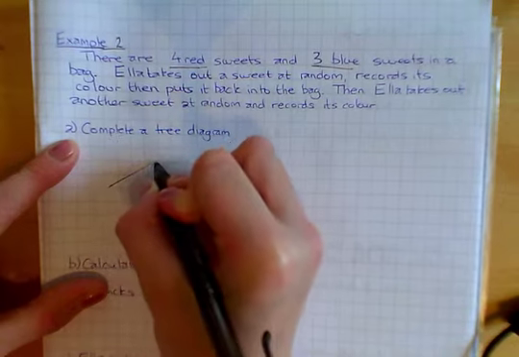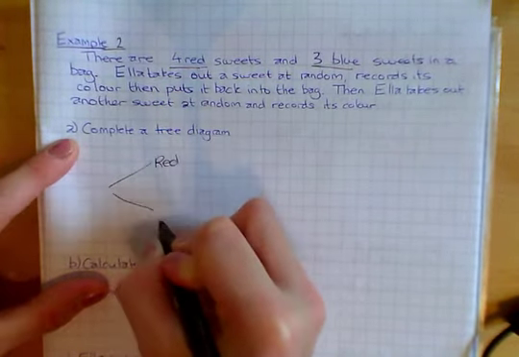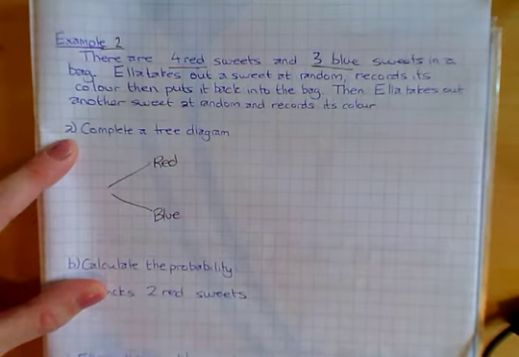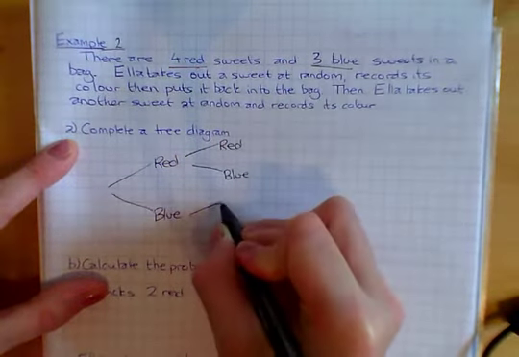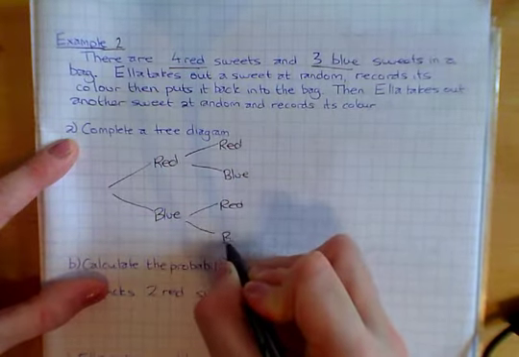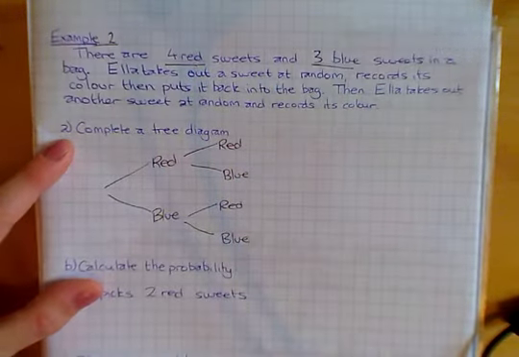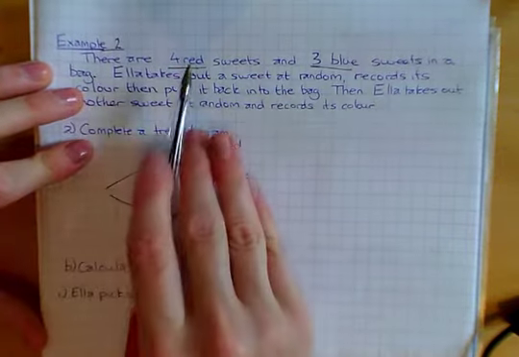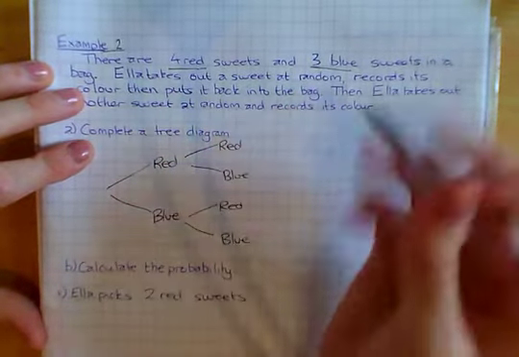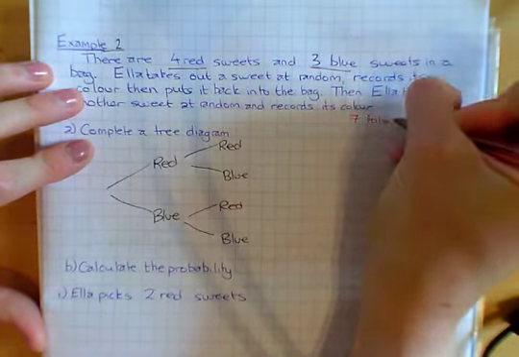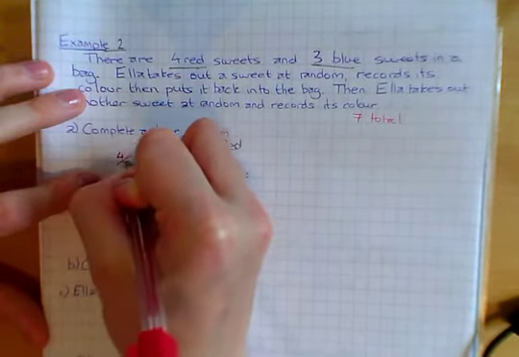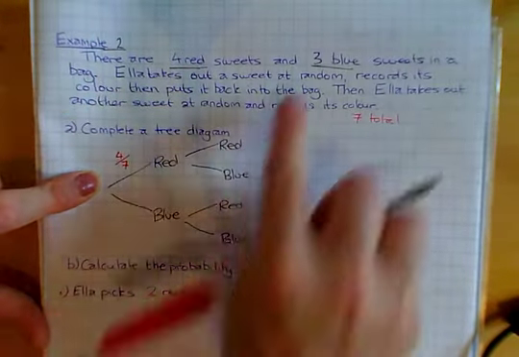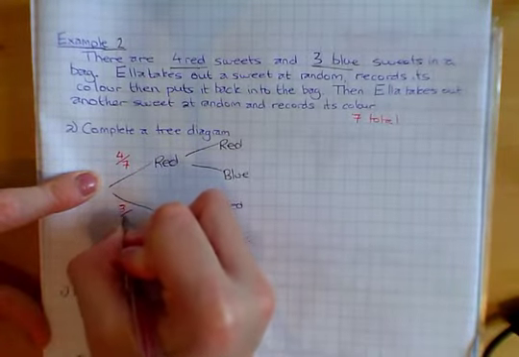So here, she could either pick a red sweet or a blue sweet. She puts that back in the bag, so there's then exactly the same number as when we started. And she could then again either pick a red sweet or a blue sweet, or a red sweet here, or a blue sweet here. Now to calculate the probability, we're told there's 4 red and 3 blue sweets in a bag, so there are 7 sweets in total. So the probability of choosing a red sweet here is going to be 4 out of 7, and the probability of choosing a blue sweet is going to be 3 out of 7.